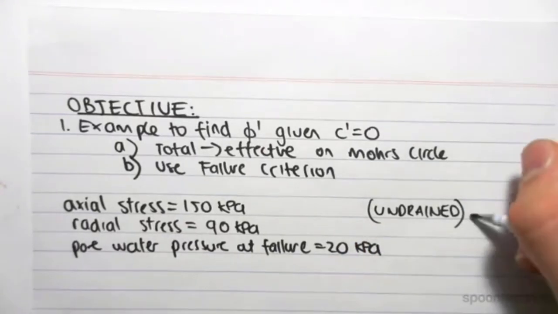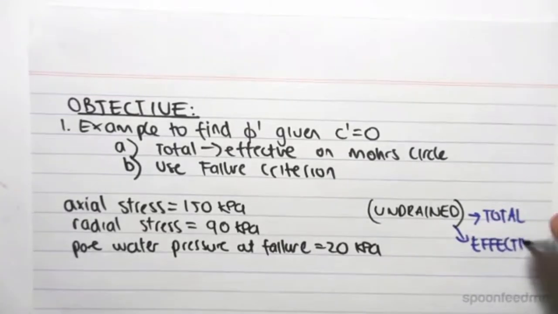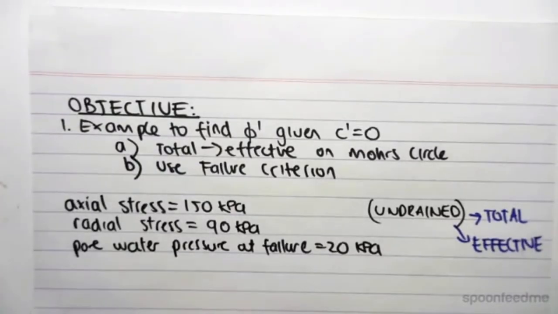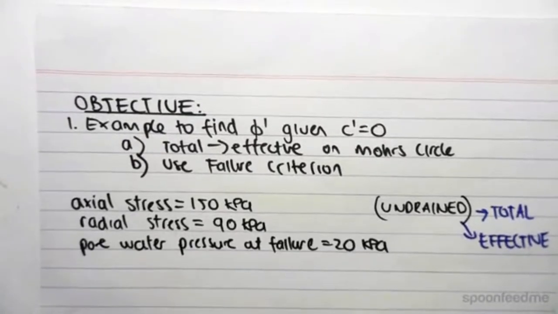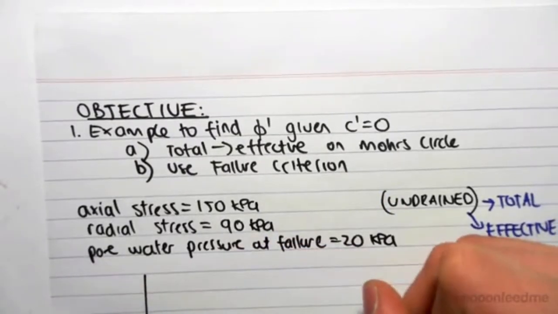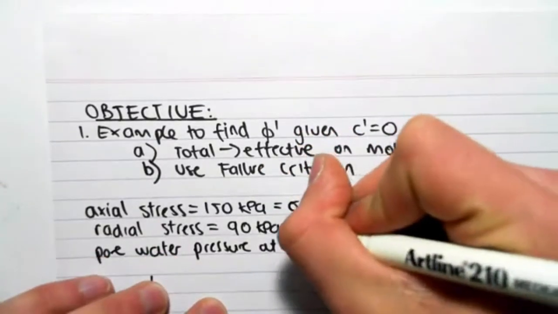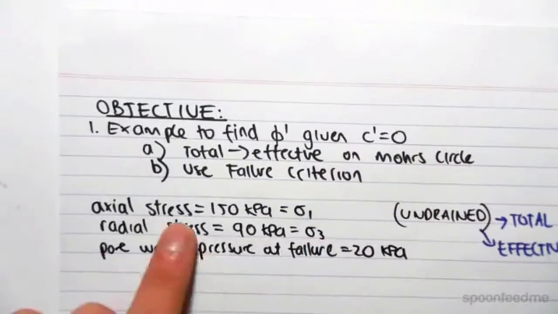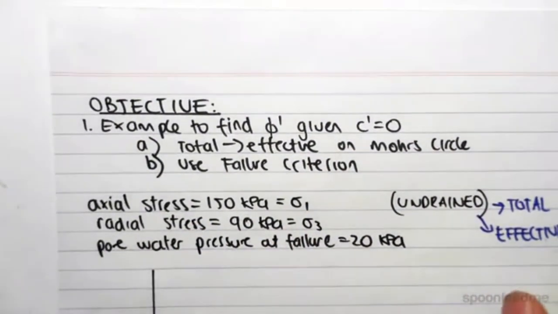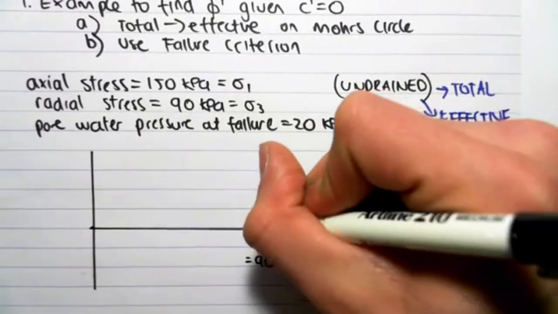We know for an undrained case, we can either do total stress analysis or effective stress analysis, and effective is much easier. Most of the time we use effective. So if we were to draw this Mohr's circle, the axial stress, as we said in the previous video, is the same as sigma 1 and the radial stress is the same as sigma 3. Once again, these are total stresses, so we're going to plot these. Sigma 3 is equal to 90, and sigma 1 is equal to 150 kPa. If we were to draw a Mohr's circle, it would look like this. I don't need to draw the bottom, it's not so necessary.